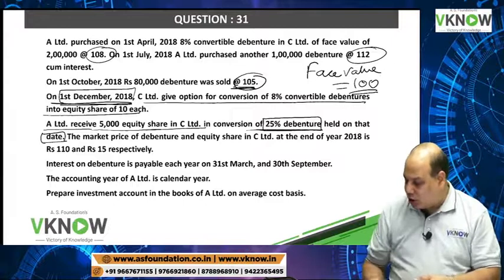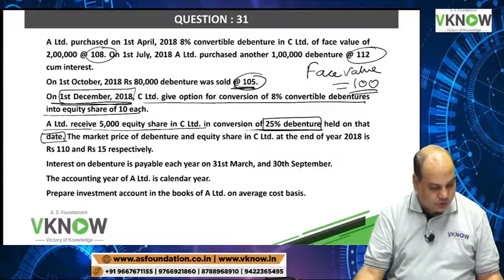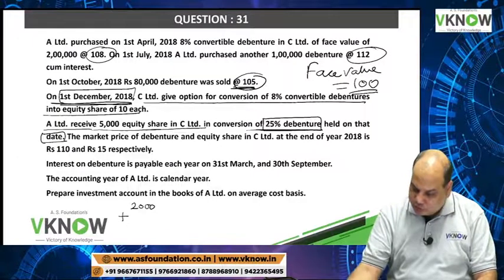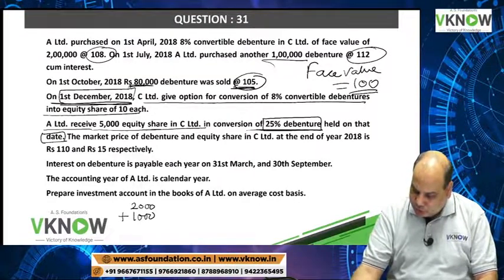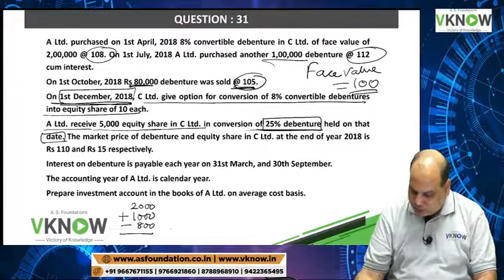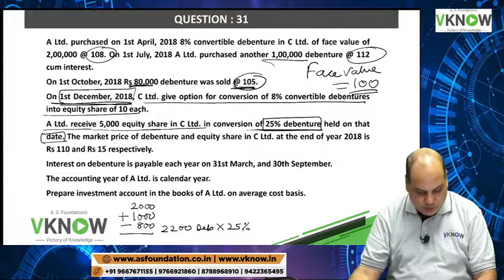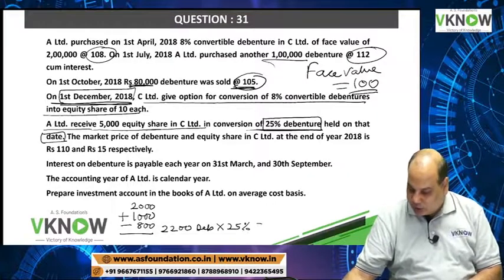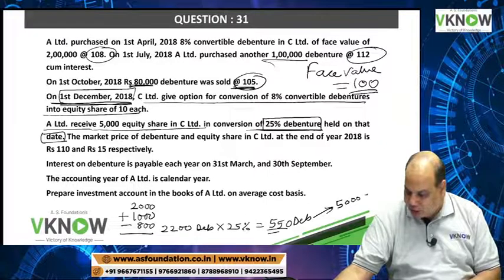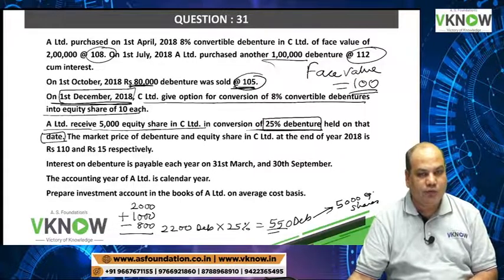So let me check how many debentures will be converted into shares. You had purchased first debenture of 2 lakh rupees, 2000 debentures. Then you purchased another debenture of 1 lakh rupees, 1000. And you sold 80,000 rupees, so that is 800. So you have 3,000 minus 800. How much is that? 2,200 debentures you are holding, into 25%, that is 550 debentures will be converted into 5,000 equity shares.